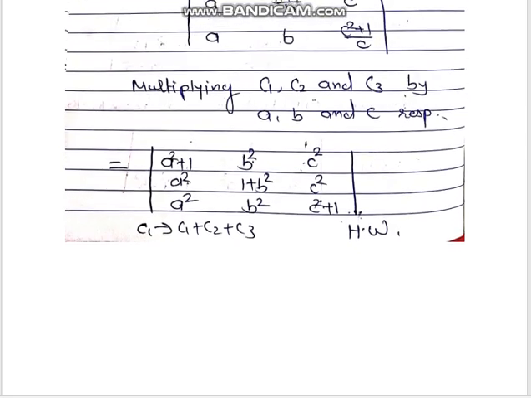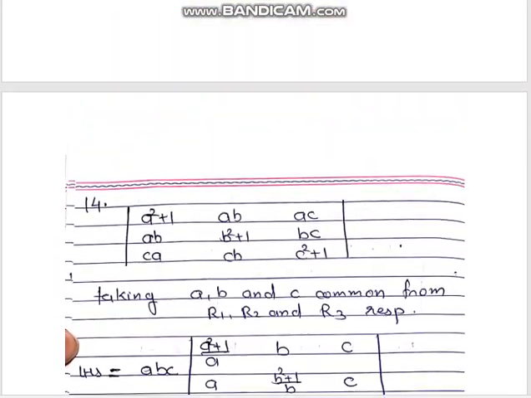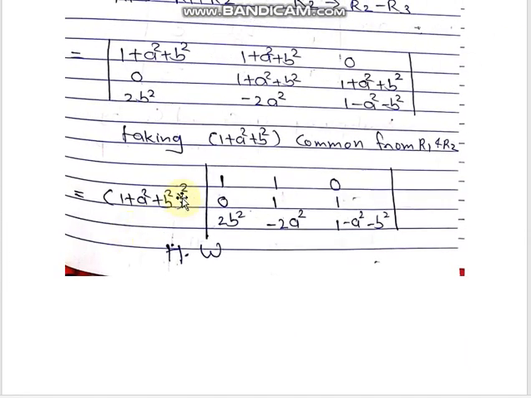So outside the determinant we will have 1 plus a square plus b square whole square, because we took it common from row 1 and row 2. So now we have here 1 1 0, 0 1 1, 2b square, minus 2a square, and 1 minus a square minus b square. Now you can expand it. The remaining 2-3 steps are your homework.